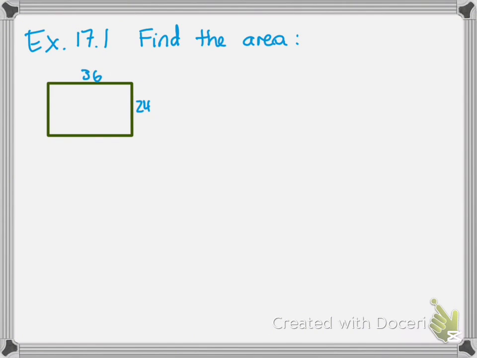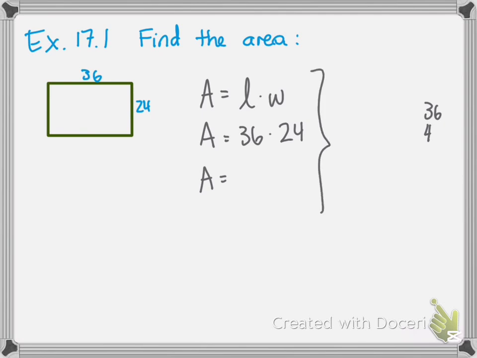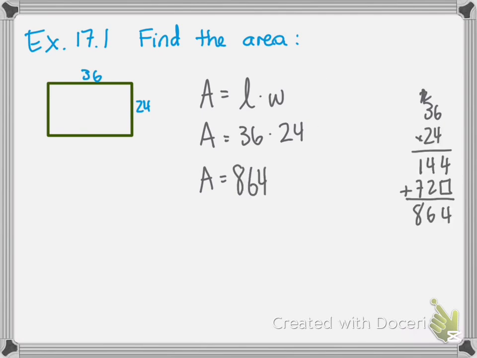Let's look at this example. It says find the area. The first thing we're going to do is write the formula length times width. In this case, the length is 36 and the width is 24. So I have to multiply these two. I'll do it here on the side so my process is not interrupted. Now in this case, since they don't give us the units, we're just going to put square units because we're talking about area and it's a 2-dimensional shape.